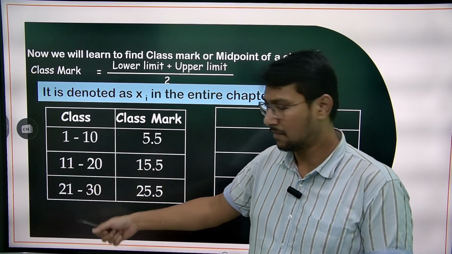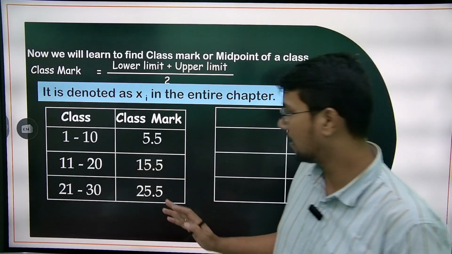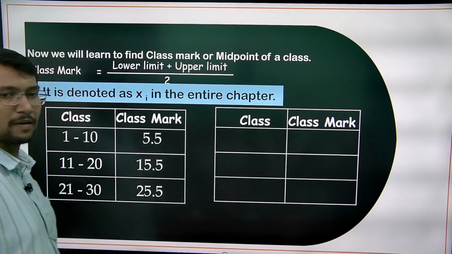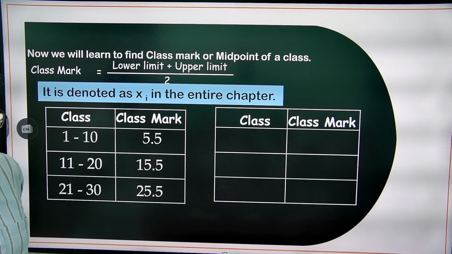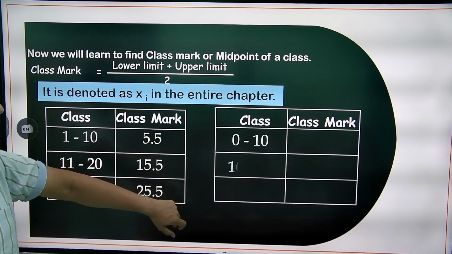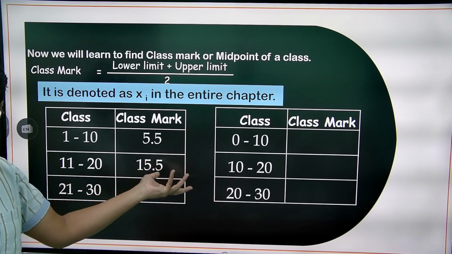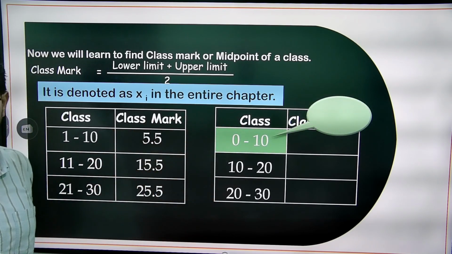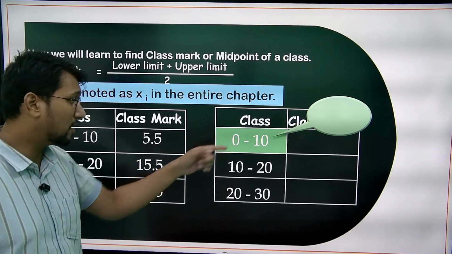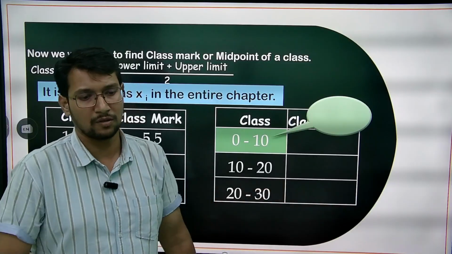These are discontinuous classes. For discontinuous classes the formula is the same, and for continuous classes also the same formula. The formula will never become different for finding the class mark. Next, you can identify which class is continuous. Same formula, but the values change. Here 1 to 10 gives a class mark of 5.5. But here 0 to 10, so 0 plus 10 is 10, 10 by 2 is 5.